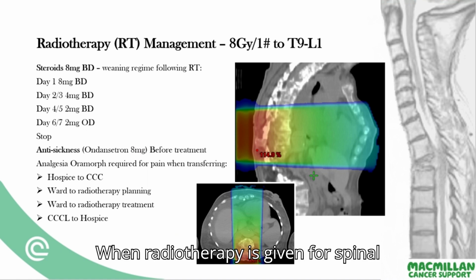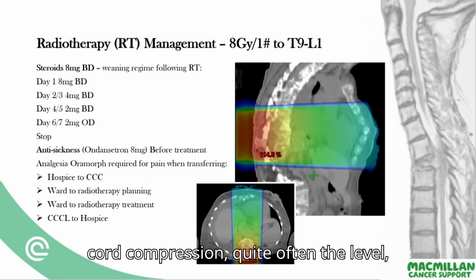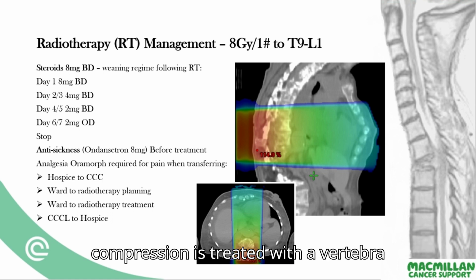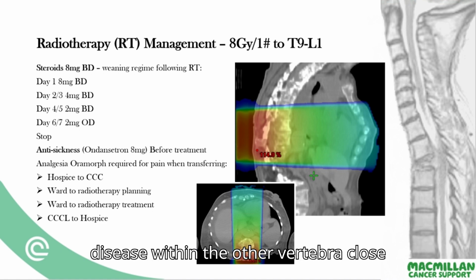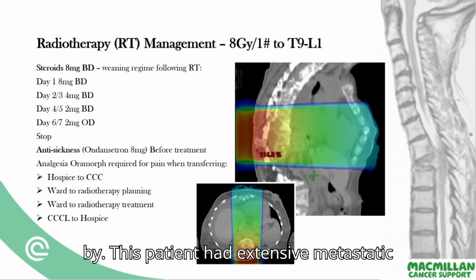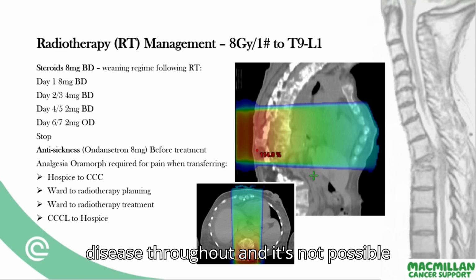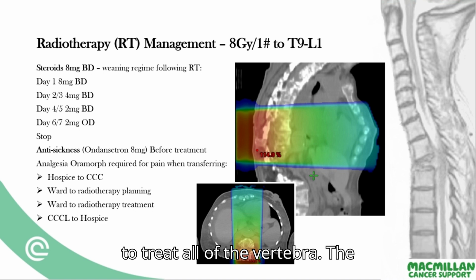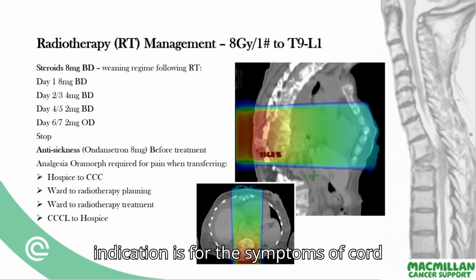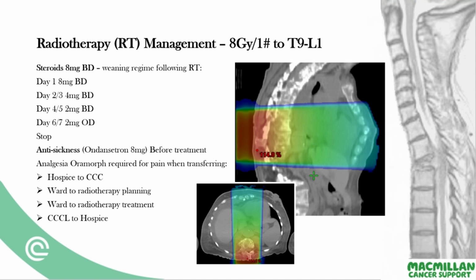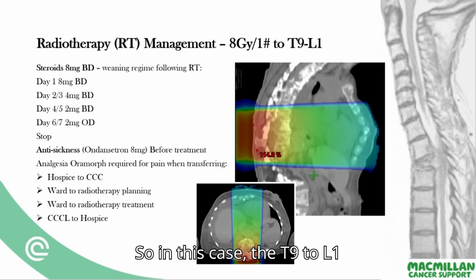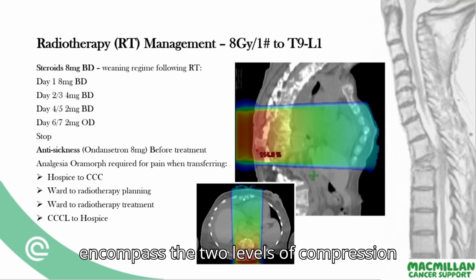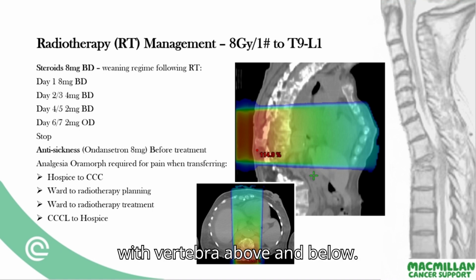So when radiotherapy is given for spinal cord compression, quite often the vertebral level of the spinal cord compression is treated with a vertebra above and a vertebra below, but this sometimes depends on the extent of disease within the other vertebra close by. This patient had extensive metastatic disease throughout, and it's not possible to treat all of the vertebra. The indication is for the symptoms of cord compression, to try and reduce or stop any further progression of the symptoms, and also to manage pain. So in this case, the T9 to L1 vertebra were included within the treatment field, and that was to encompass the 2 levels of compression with vertebra above and below.